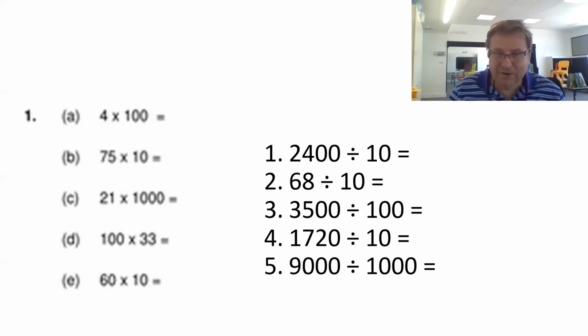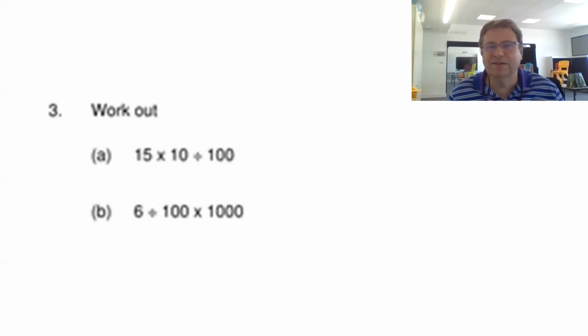Welcome back. Now, hopefully you found that really interesting and you managed to get all those right. So here's a little challenge. Now, the symbol in the middle is a divide. So these two, you've got 2 operations to do before you get to your answer. So 15 times 10 divided by 100. So the first thing you do is like a sentence, 15 times 10 is what? Then you divide that number by 100. And the same with part B. 6 divided by 100 times 1,000. What could you do with that one?